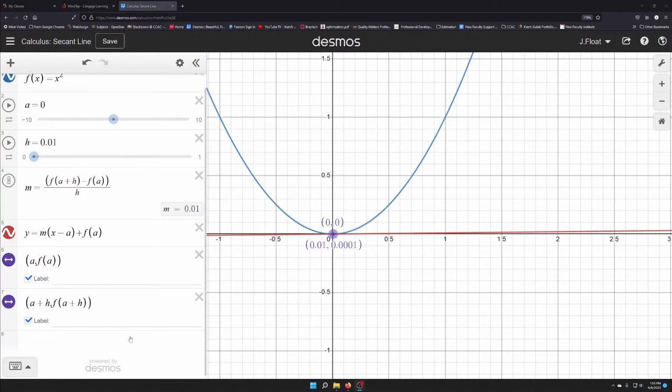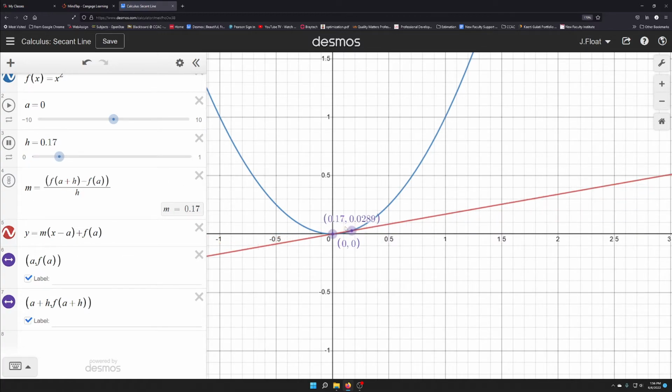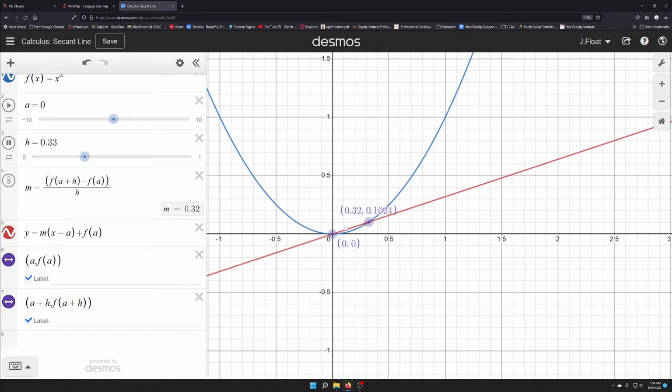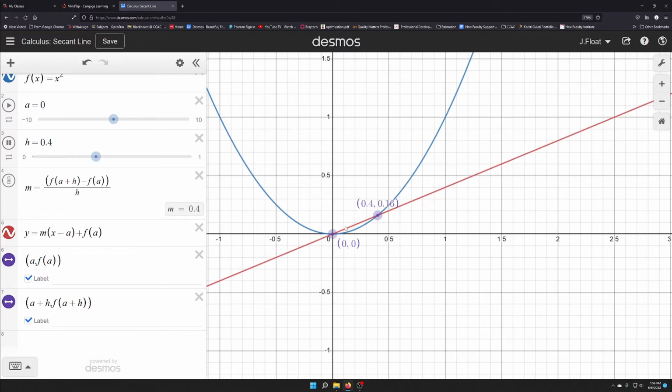This red line is called a tangent line, and a tangent line only touches your graph once. Okay? So all of your secant lines, and I'm just going to hit play here, all of these secant lines will eventually turn into a tangent line as the limit of h goes to 0. And that is the whole thing behind a derivative.